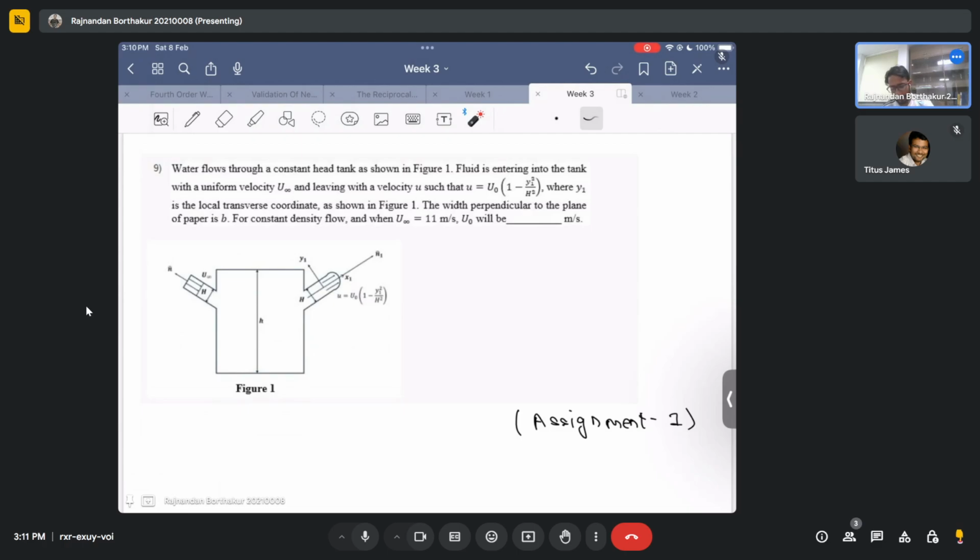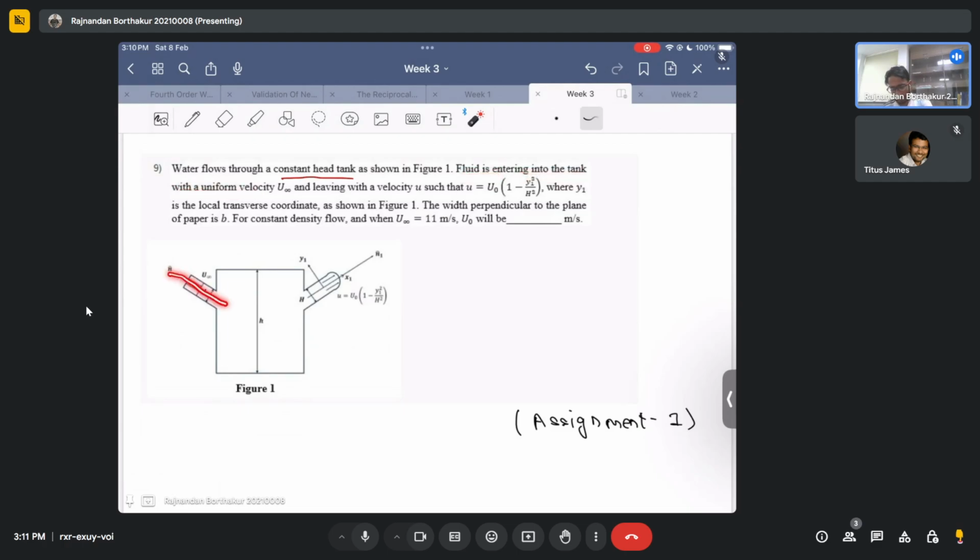It says that water flows through a constant head tank. So remember this, certain keywords are important in this problem. It says that the head is constant, as shown in figure 1. Figure 1 is, of course, on my screen. The fluid is entering into the tank with a uniform velocity u infinity.